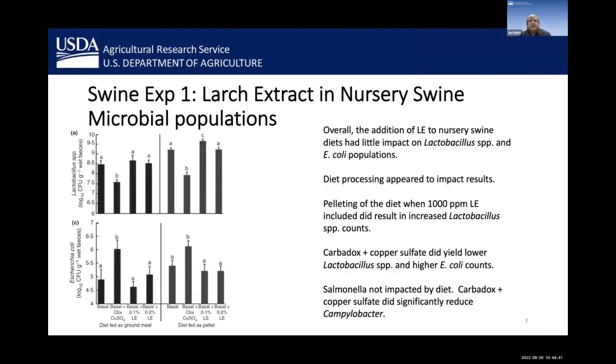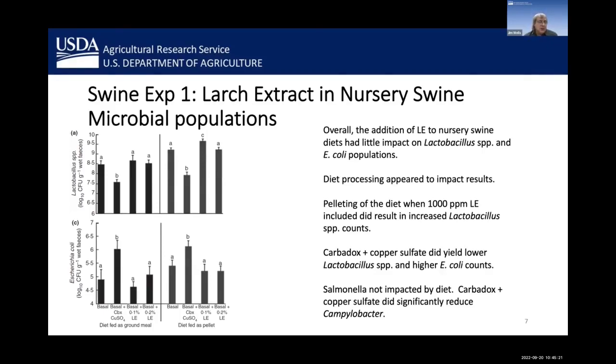I'll start with some of the results that we had first with microbial populations. When we fed lactobacillus, if you'll look on your left-hand side, those darker bars are for the ground meal. The gray bars on the right-hand side are for the pelleted meal. When we fed the ground meal, the larch extract had numerical increases, but not statistically different increases, for the lactobacillus populations in the gut. When we pelleted the diet with larch extract, then we did see some significant increases.